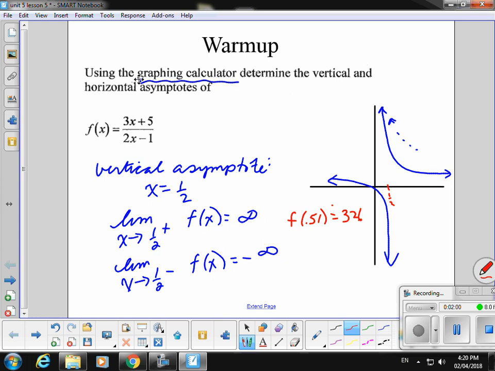Let's look a little to the left of 1/2. Let's look at the function at 0.49. Give me a second here. So about negative 324. A large negative number, relatively speaking. So it appears that our vertical asymptote at 1/2 approaches infinity from the right and negative infinity from the left.